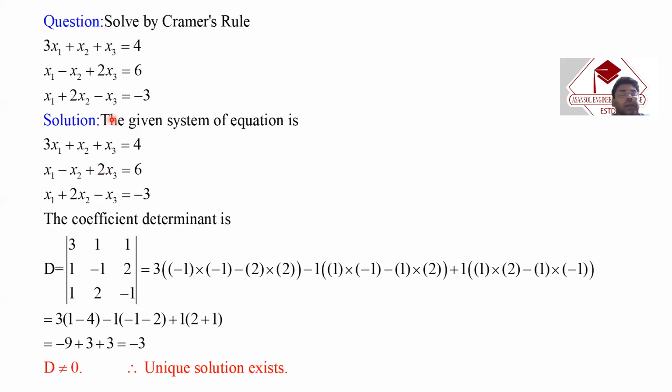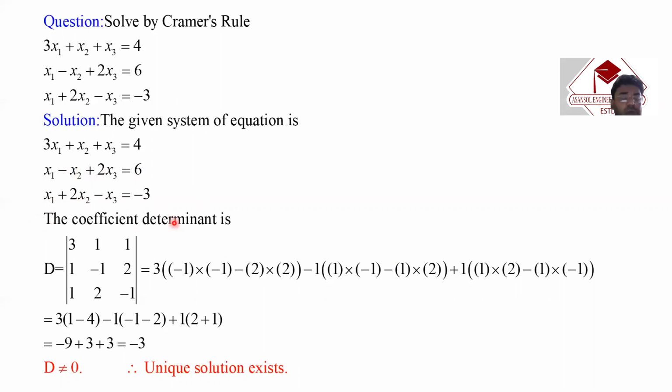Write down the given system of equations: 3x1 plus x2 plus x3 equals 4, x1 minus x2 plus 2x3 equals 6, x1 plus 2x2 minus x3 equals minus 3. Already I have discussed that in Cramer's rule, D plays an important role, so we should take special precaution to find the coefficient determinant.